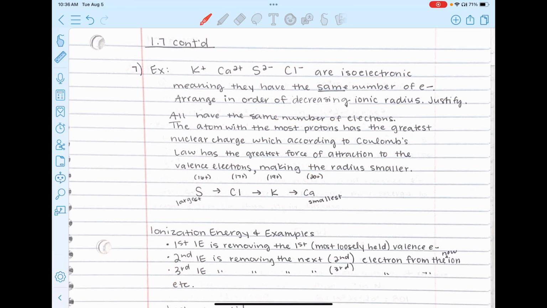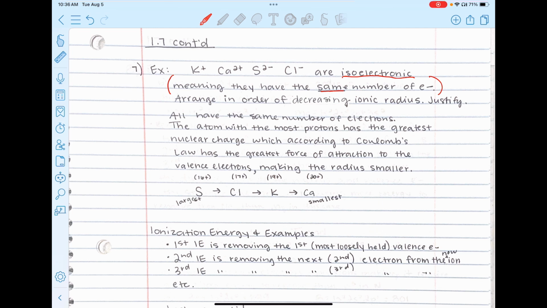Okay, here you're given a series of ions, and you're told that these ions are isoelectronic, which means they have the same number of electrons, right? So that's a good term to know. Isoelectronic means same number of electrons. And you're told to arrange these ions in order of decreasing ionic radius and justify your answer.